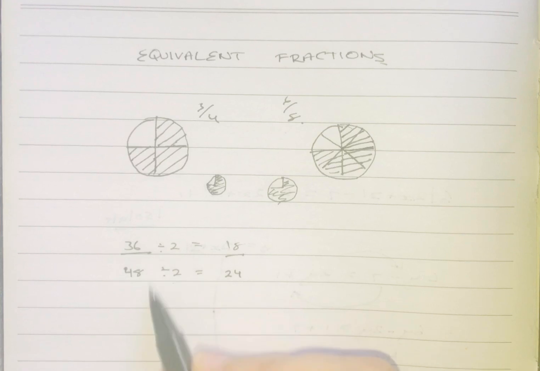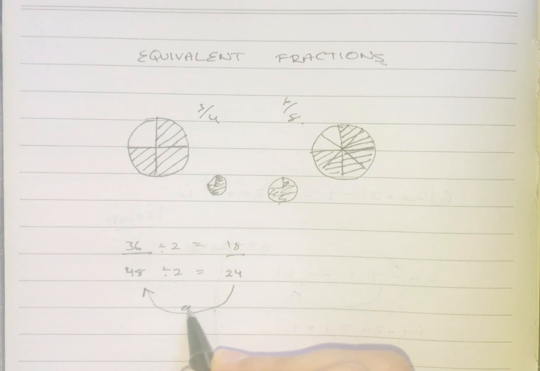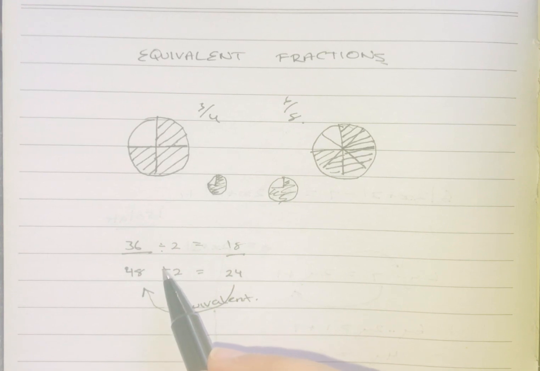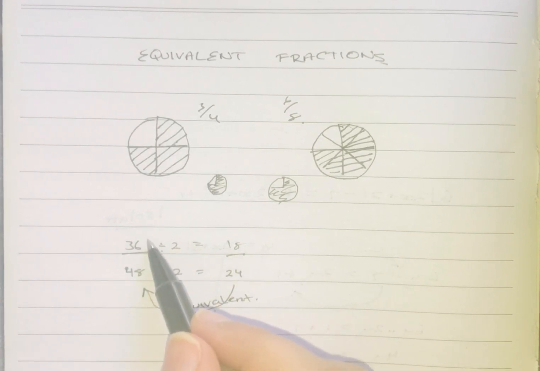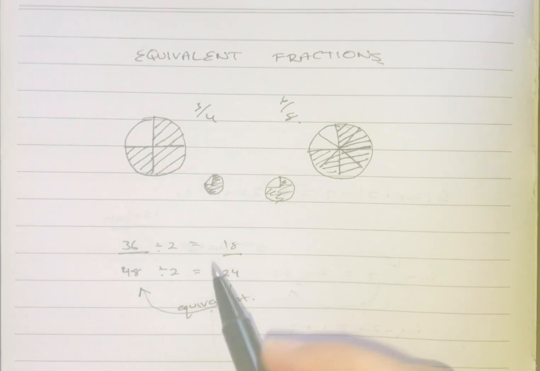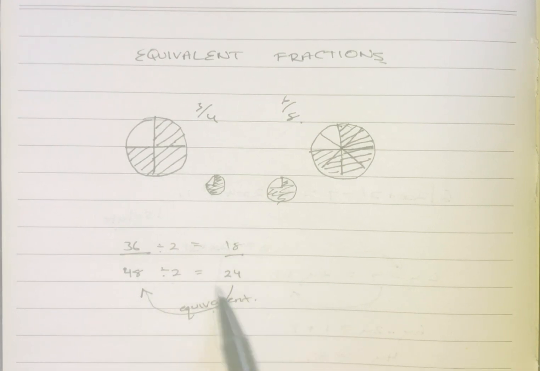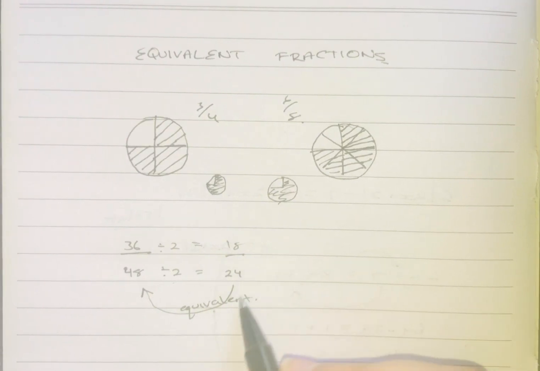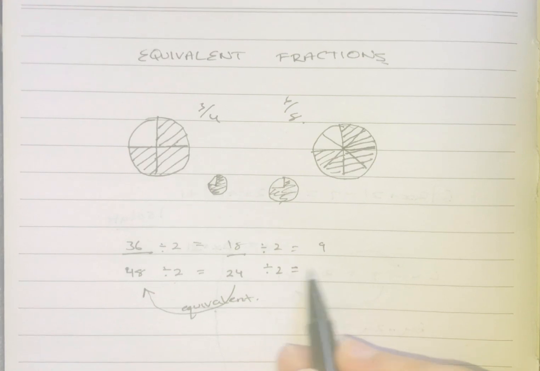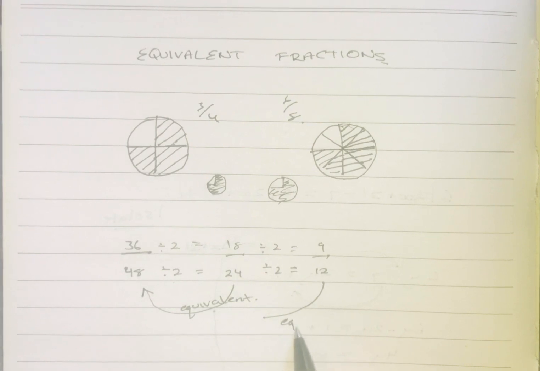So when you simplify a fraction, you get another fraction which is an equivalent. Whenever you divide or multiply the denominator and the numerator by the same number, you get an equivalent fraction. Here we divided the numerator and the denominator both by 2 to get the equivalent fraction. To simplify it further, we divide by 2 again and you get 9 over 12. This is also an equivalent fraction.